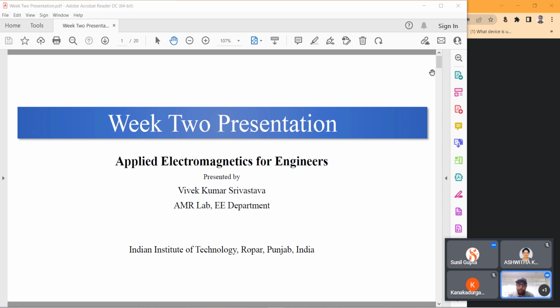Before going ahead, let us see what we have done in the previous class. In the previous class, we solved some numericals based on the lossless transmission line, which is covered in the first week of the course. In today's class, we will see problems based on the lossy transmission line. If you have any doubt, you can ask during the session. So, I am going to start the session.